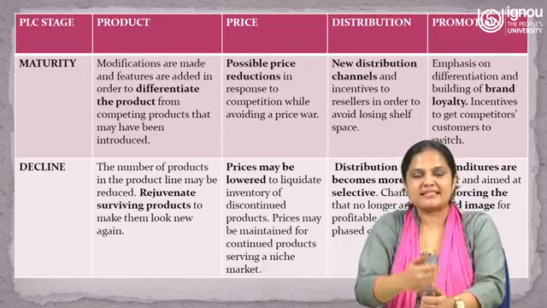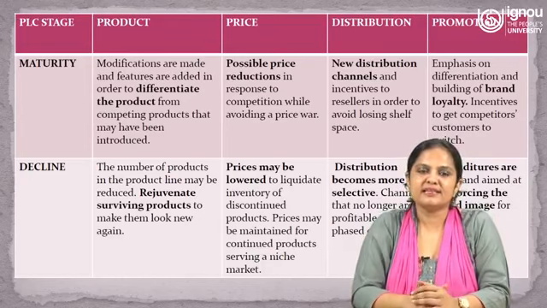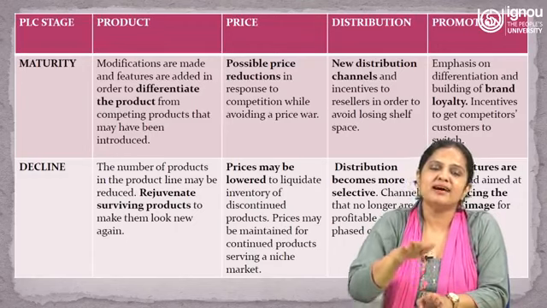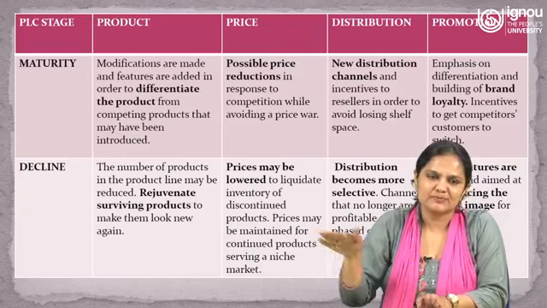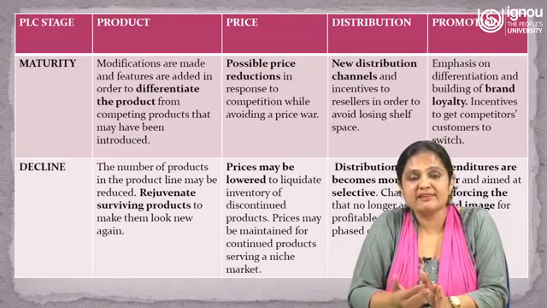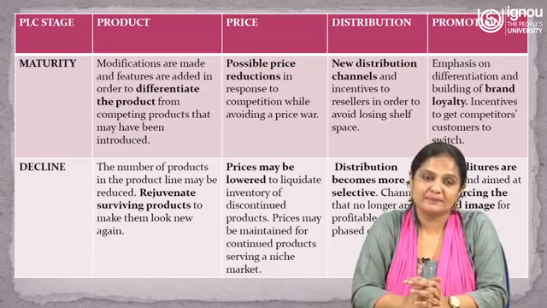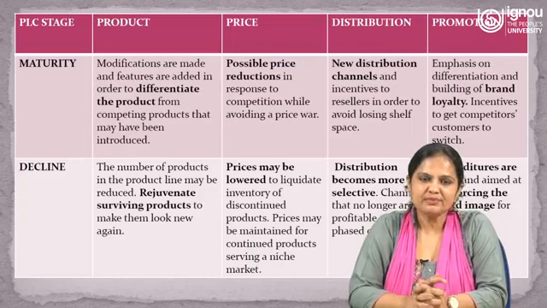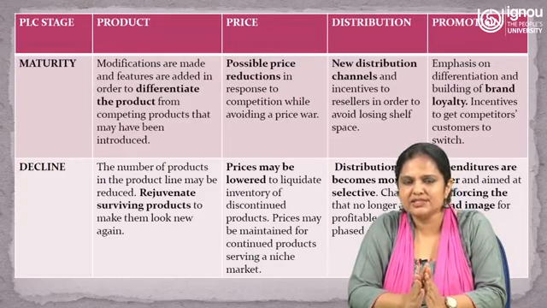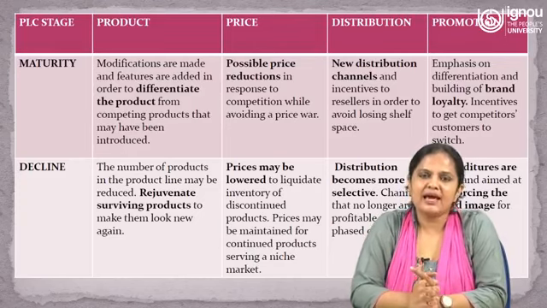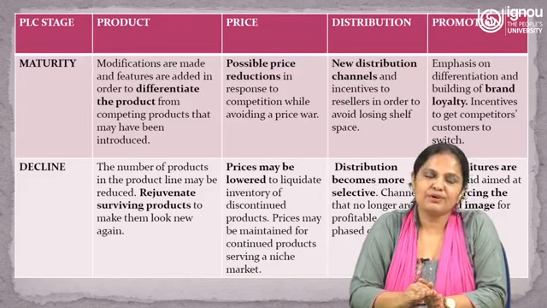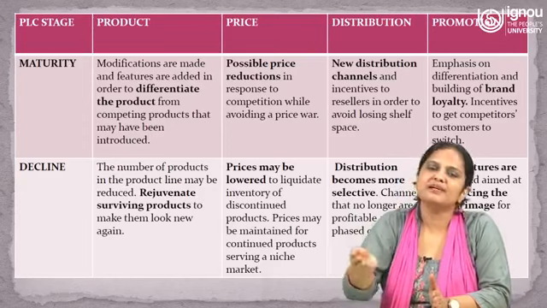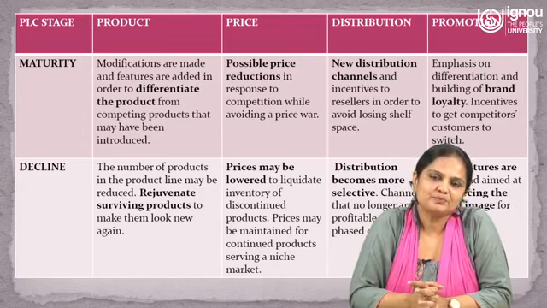And then the fourth stage, that is the decline stage. The number of products in the product line may be reduced, because you may have to phase out the unprofitable product. Or you may rejuvenate surviving products to make them look new again, as we have discussed earlier. In terms of pricing, prices may be lowered. And in terms of distribution decisions, distribution becomes more selective now, and promotional expenditures are lower, because you have already thought of phasing that product out. So you won't make any expenditure there now.